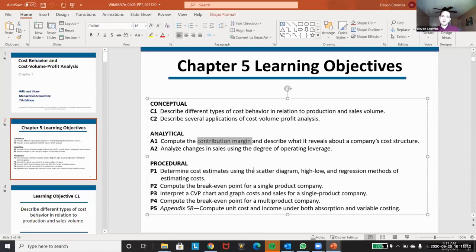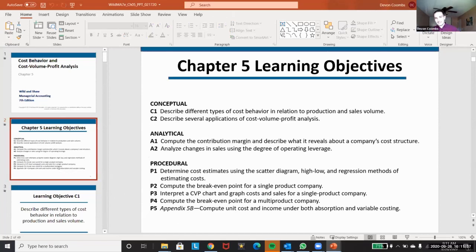We're going to go into detail exactly what a contribution margin is and why it's so helpful, and the difference between fixed and variable costs. Then we're going to be talking about different types of diagrams you can use to help you analyze profit. That includes scatter diagrams, high-low regression models, break-even analysis, and CVP charts. We'll even be going over how to calculate the break-even point.